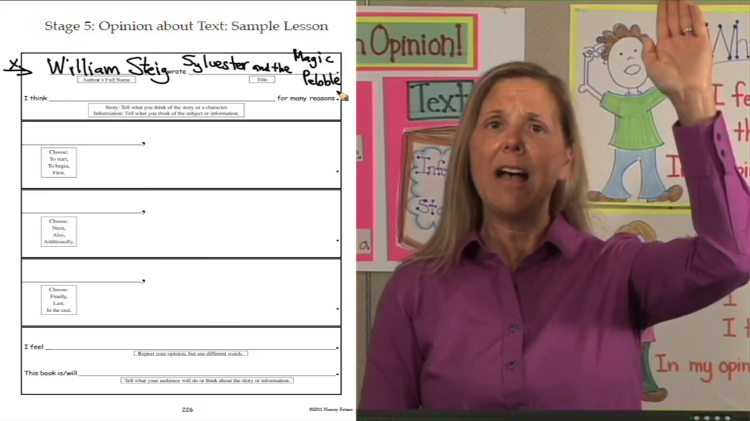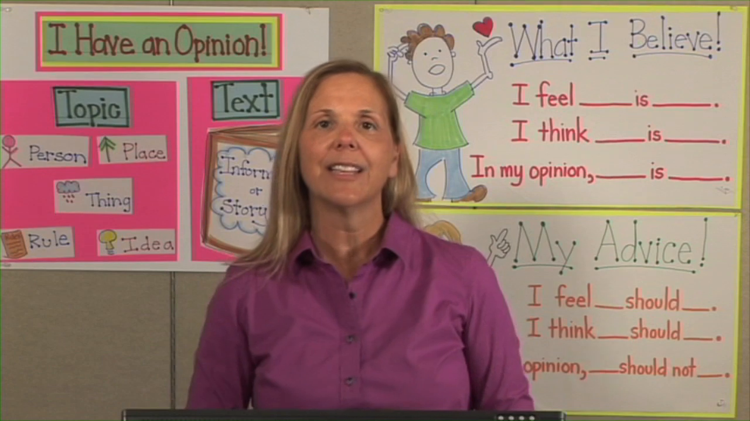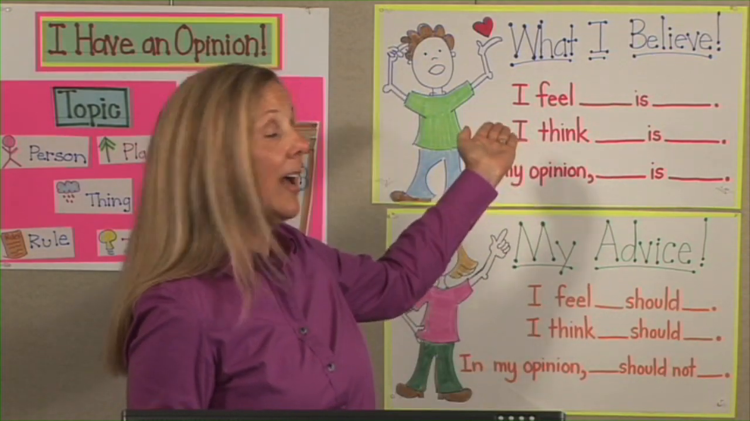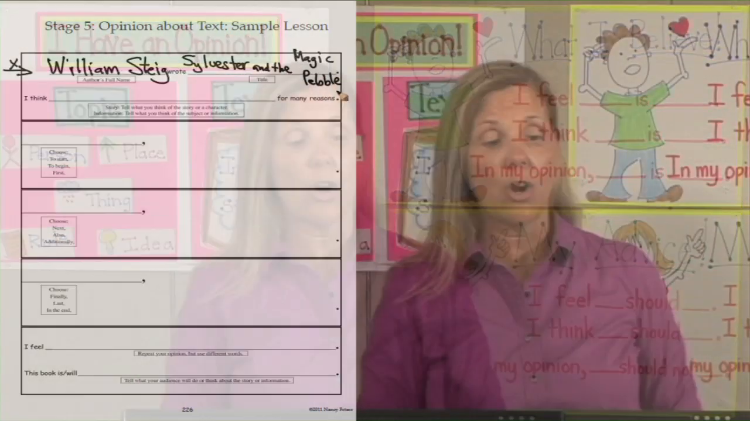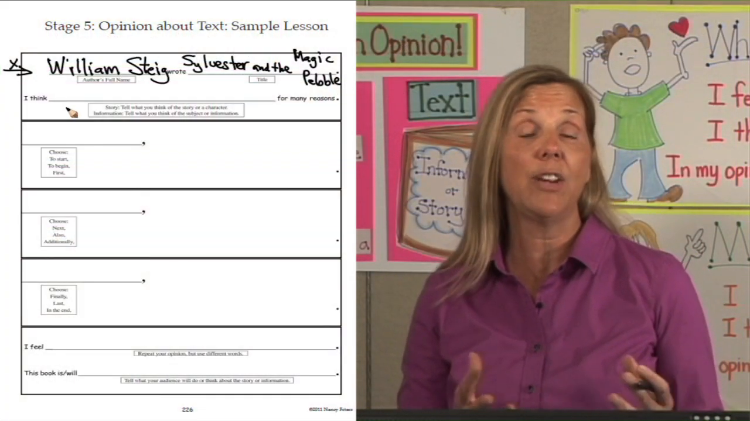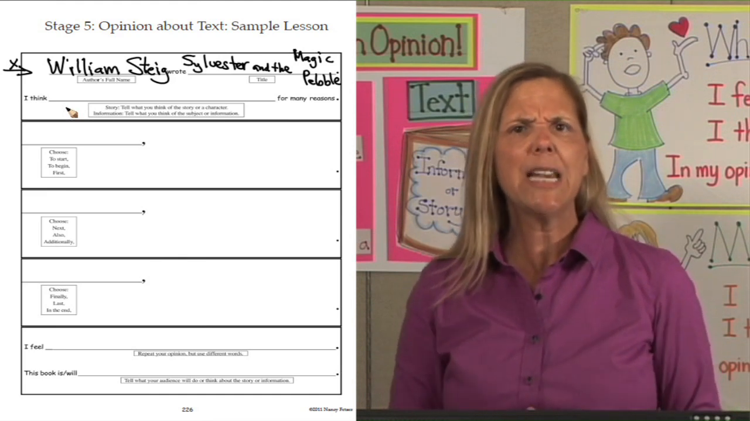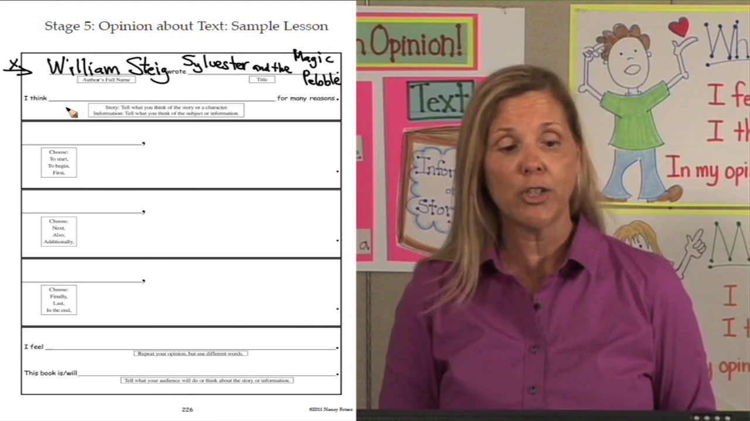Next, we have an opinion. And when we start this opinion, what could we start with? Remember, we have I feel, I think, in my opinion. Those are some ways we can start. Over here we have I think. We could change it to in my opinion, I feel, I think. Let's keep the I think there, but when we're orally rehearsing, we could change it around if we want to.